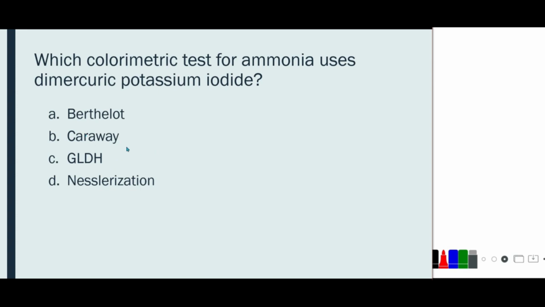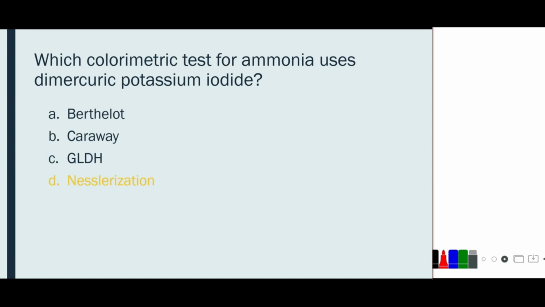Caraway is also excluded since we have mentioned that Caraway is the term used to refer to the reaction that takes place during the direct determination of uric acid. So we're left with Berthelot and Nestlerization. Take note that these two are both colorimetric tests for ammonia determination, but the one which makes use of the dimercuric potassium iodide as its reagent is the Nestler's method, also known as the Nestlerization reaction.